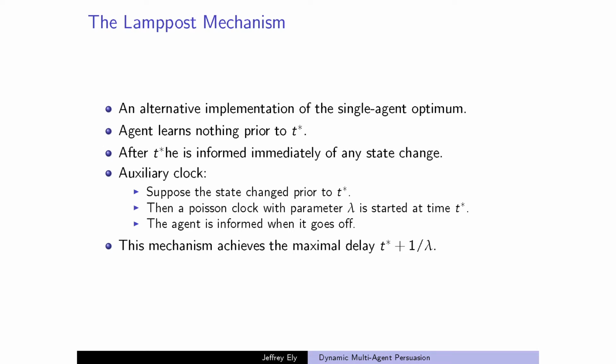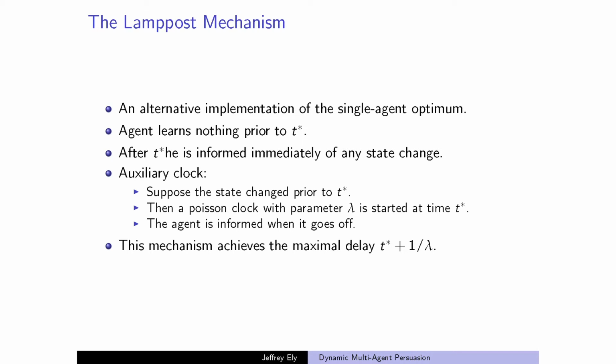The principal waits until T star. T star, remember, is how long it takes for the agent's belief about the health of the bank to reach the threshold. After T star, he's informed immediately if ever there is a change in the state. If ever the bank becomes insolvent after T star, the agent is informed immediately of that. That is, he's always kept in the dark about the first 0 to T star interval of time, and after that, he's informed immediately.